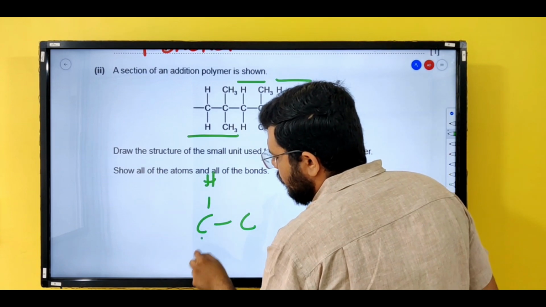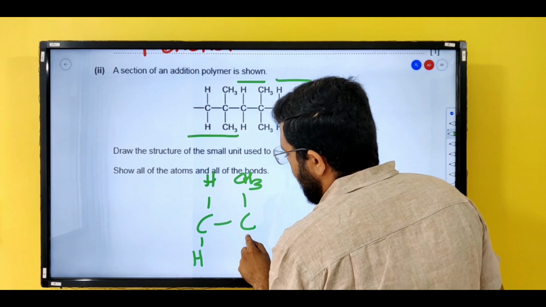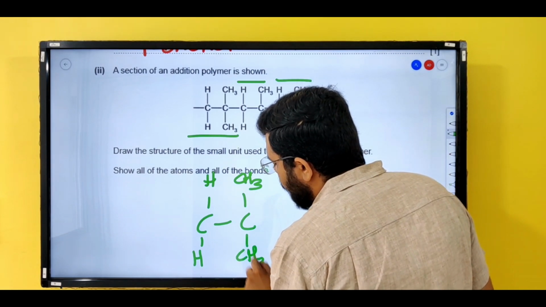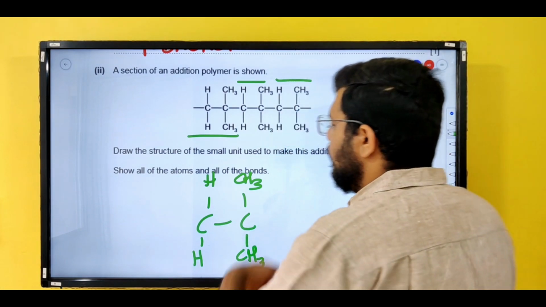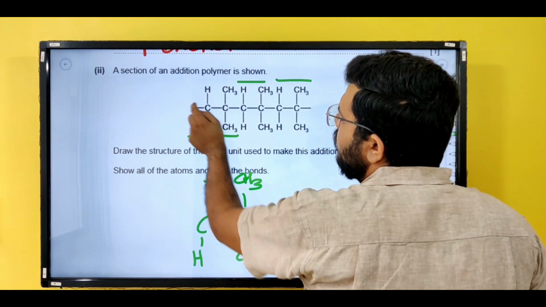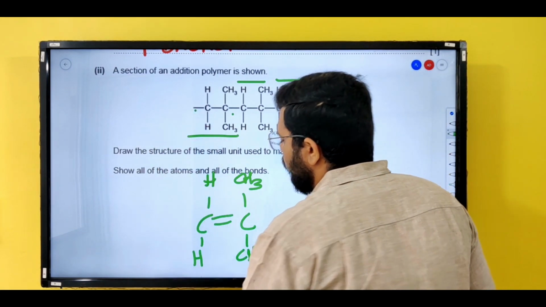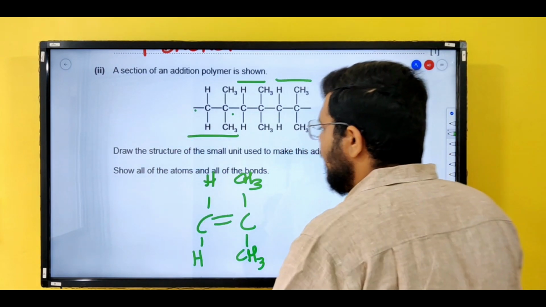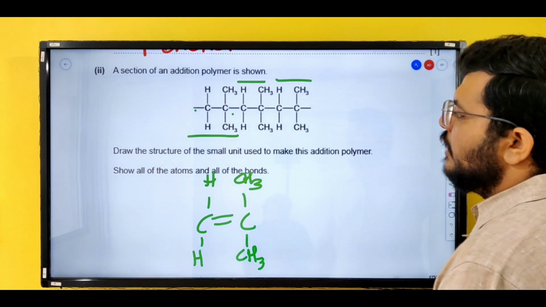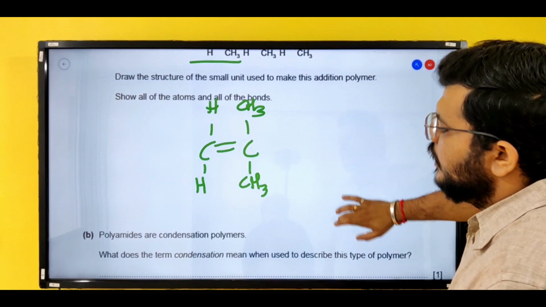So you have H, H, CH3 and CH3. We have to do the opposite of what we did when we were making polymers. Now we broke the bond in polymers to give these two bonds to this carbon. So we'll break these bonds and form a double bond between this carbon. This is the monomer and we have shown all the atoms and all of the bonds, right?